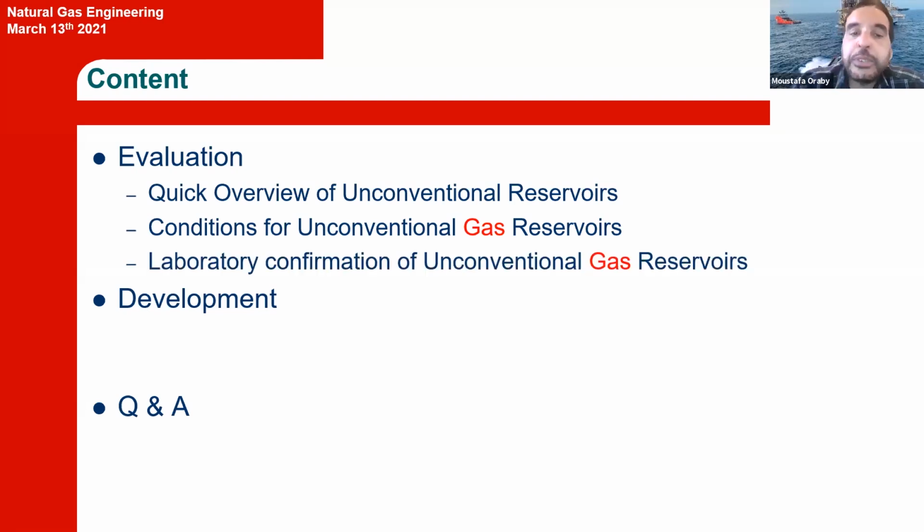Then we'll talk about the laboratory confirmation of unconventional gas reservoirs. Once we define or identify it, then we have to confirm this with some lab confirmation. There are rules for the lab confirmation that will help us identify the potential of the unconventional reservoir to be a gas reservoir. Once we understand the conditions and how we can confirm it, then it comes to the time: how can we develop it?